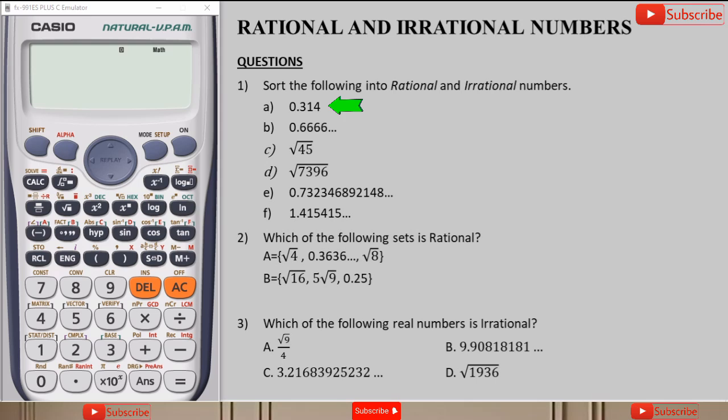And as I earlier stated, if the calculator shows the result as a fraction, then we conclude that that number is a rational number. But if the calculator is unable to show the result as a fraction, then we conclude that it is an irrational number.